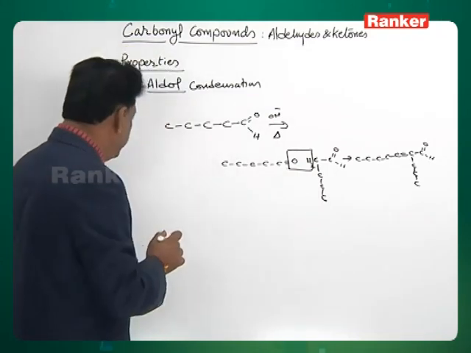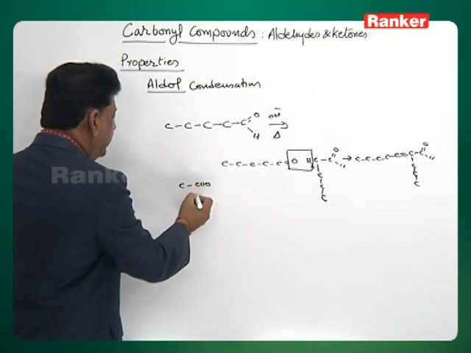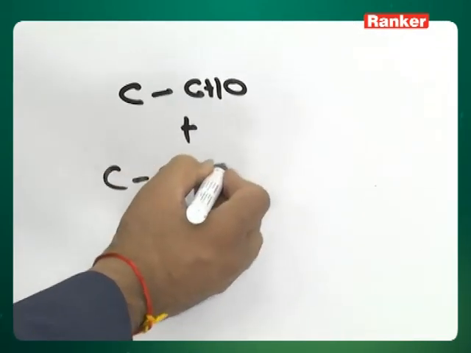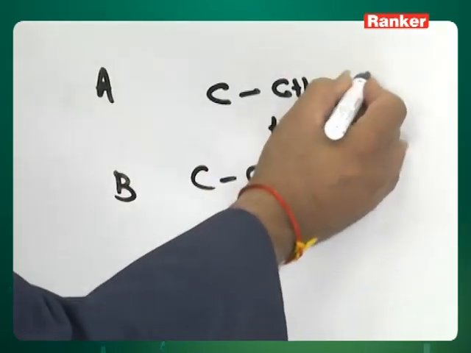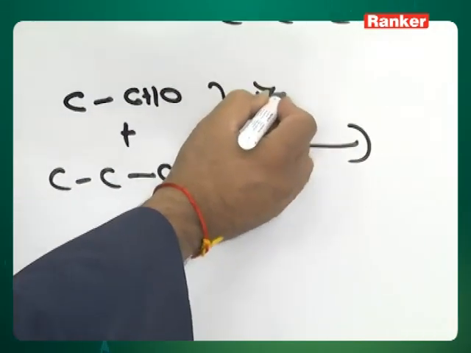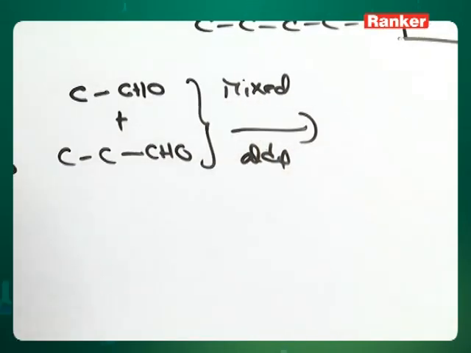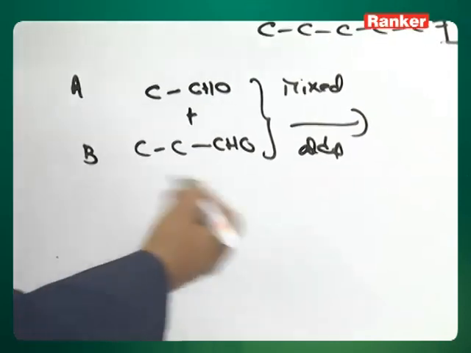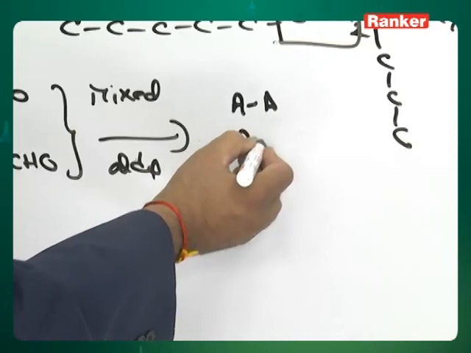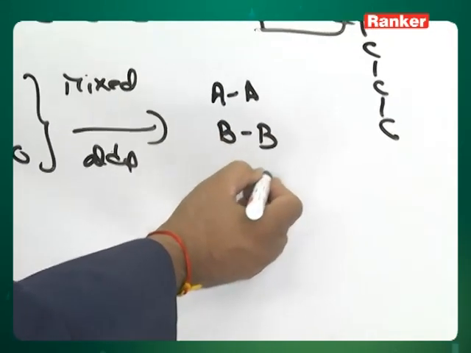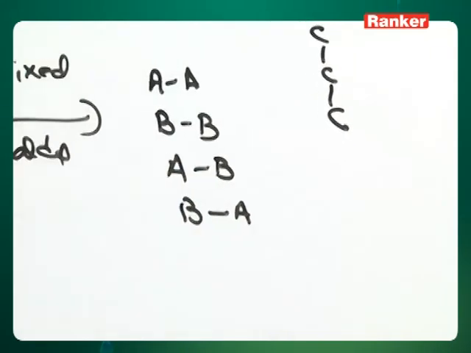Okay, right. Now, if 2 different carbonyl compounds like acetaldehyde is mixed with propanaldehyde, let us call this as A, this as B. So, this is called what? A mixed aldol condensation. Mixed aldol condensation. Then if A and B is treated, naturally you may get a condensation between A and A, or B and B, or A and B and B and A. Now, here A, B are different from the B, A.